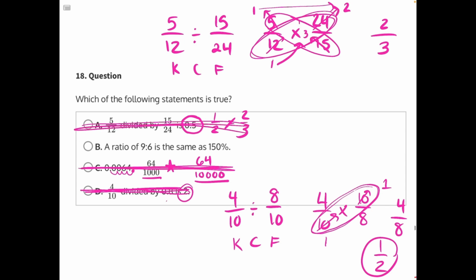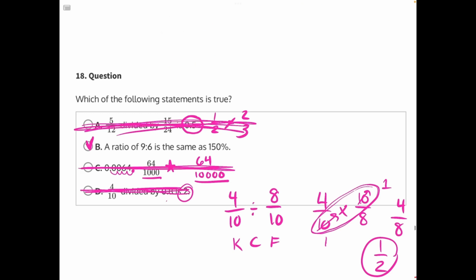By elimination, we know that B is correct. That would be enough for you to mark your answer and move on with the rest of the test, but I will show you the math for answer choice B for the sake of the video. For answer choice B, a ratio is the same thing as a fraction. 9 to 6 can be written as 9 over 6. And a fraction is also the same as a division problem, 9 divided by 6.